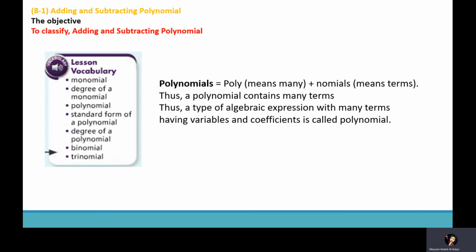Polynomial: poly means many, and nomial comes from terms, which is the number of terms. So a polynomial contains many terms. Let me give you an example. I can say 3x to the power 2 plus 2x plus 3, for example, which includes many terms. That's an example of a polynomial. So it's a type of algebraic expression with many terms having variables and coefficients, which is what we call a polynomial. So this is the meaning of polynomial.